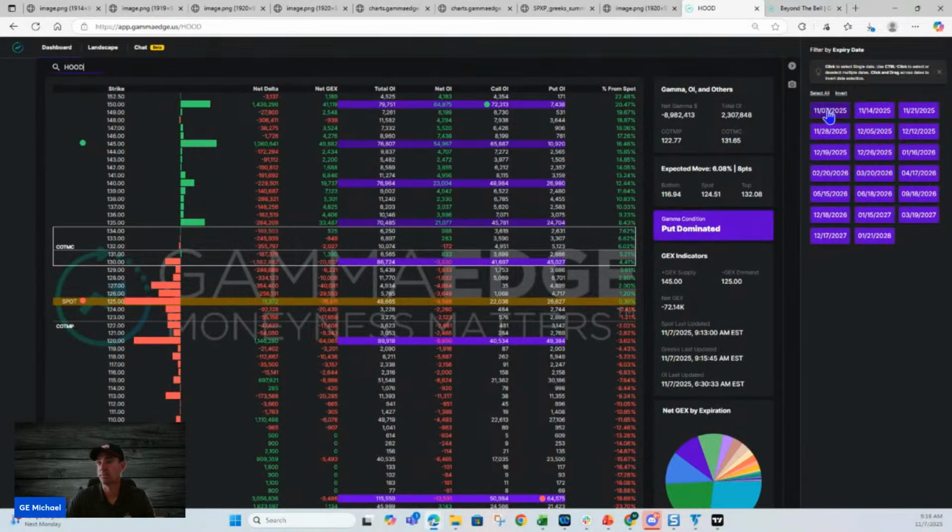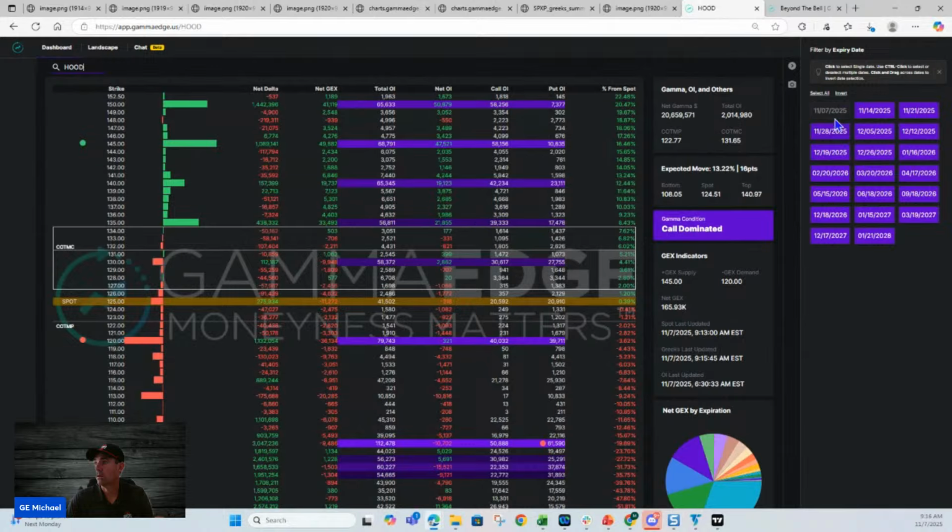Hood, let's take this expiry off. So just remove that really quickly from our web app, and then you can look at the rest of the expiries after this Friday expiry. So call dominated on Hood. We are below transition. You'll notice a significant amount of red net delta. So that's put speculation through the whole structure, even though we're still call dominated. So price appreciation is probably going to be difficult unless you get through transition.